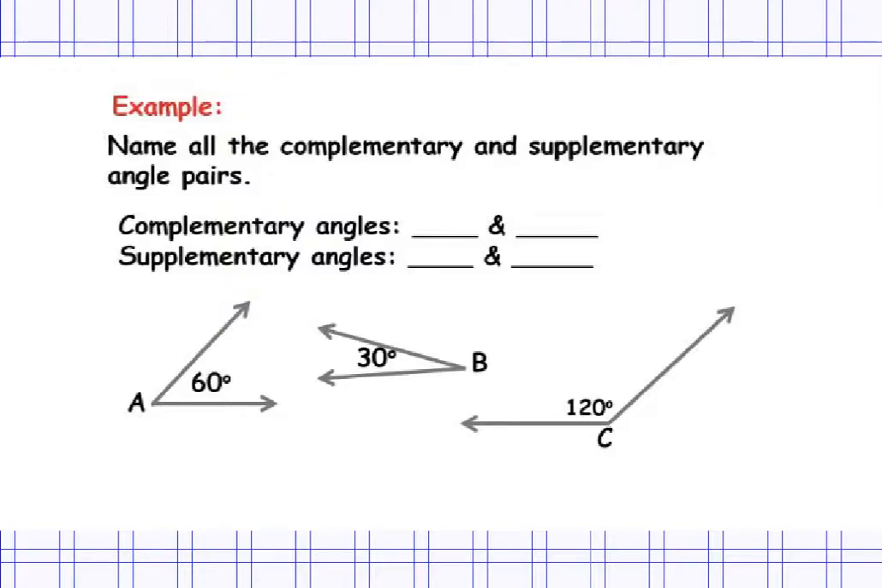Name all the pairs of complementary and supplementary angles pictured here. A and B have a sum of 90 degrees, therefore they are complementary. And A and C have a sum of 180 degrees, therefore those two angles are supplementary.